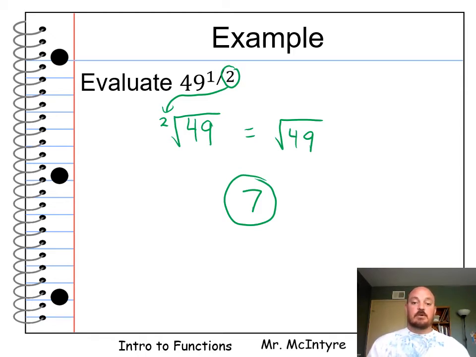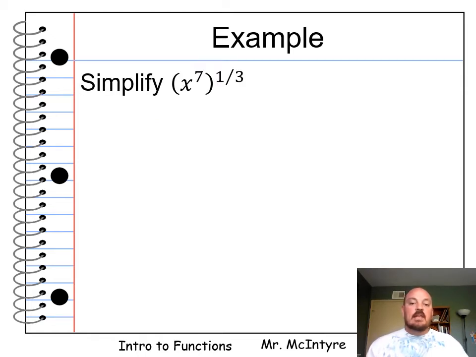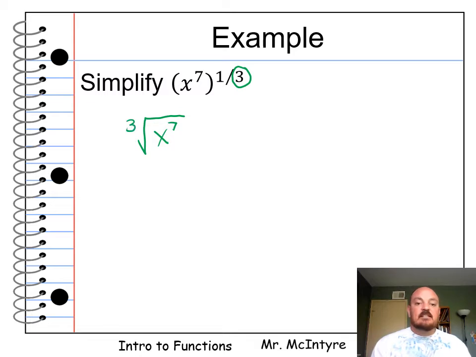All right, let's do another example. Now instead of evaluate, we're going to simplify. And we have x to the 7th power, and we're raising it to the 1/3 power. So let's start the question the same way we did the last one. Let's take that x to the 7th, and instead of writing it as a fraction exponent, let's write it as a radical. Now again, because I had a 3 here in the denominator, that's the index of my radical. So by understanding rational exponents and rewriting as a radical, we've turned it into a question exactly like the ones you did last week.